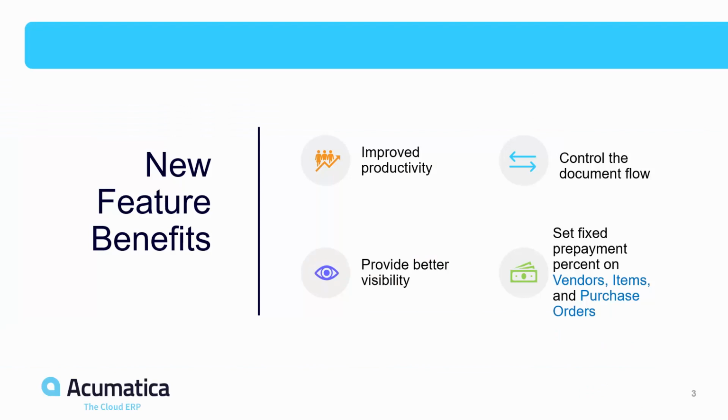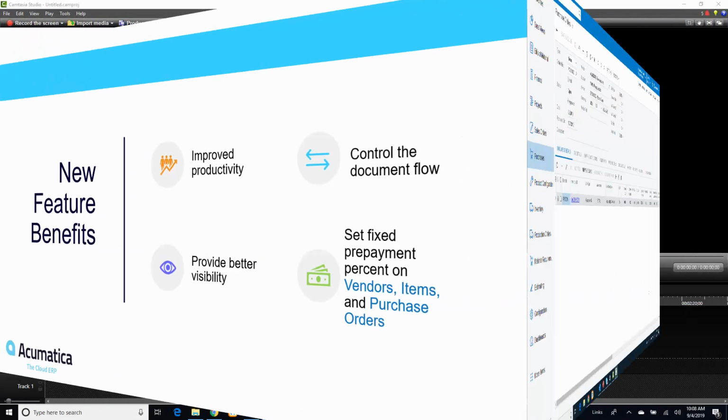Acumatica has made several improvements for prepayments to vendors. These new features will improve productivity of users when prepayments are required. They will allow users to control the document flow of prepayments during the buying process. They will provide better visibility of prepayments for accountants and buyers, and also provide users the ability to specify the fixed percentage of a prepayment on vendors, items, and purchase orders.